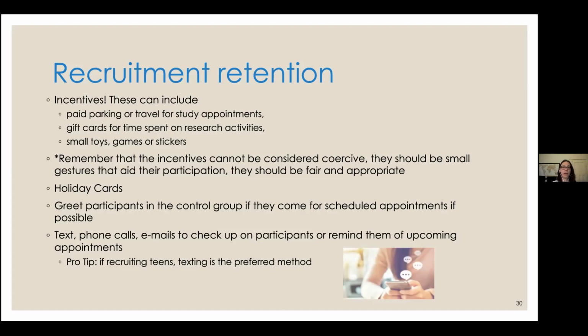You could send holiday cards. So just happy holidays. Thank you for being part of our study. Your continued participation is important. All the best for the new year.